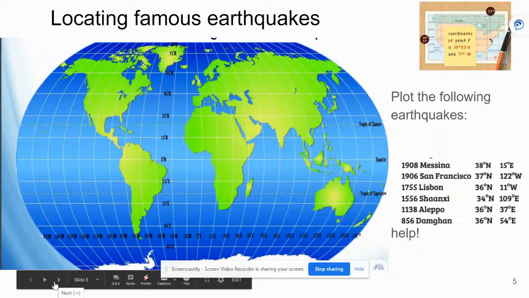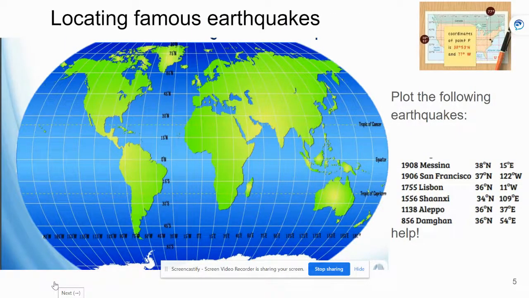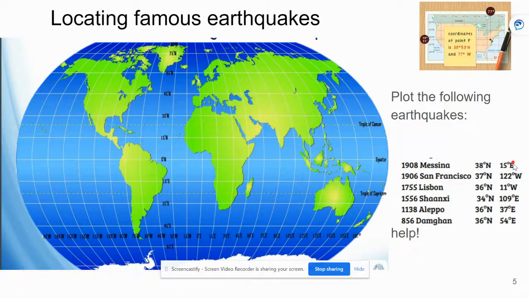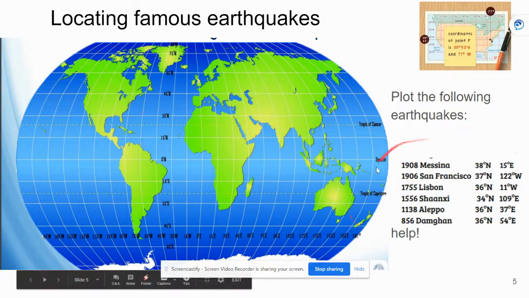Then we've got a little practice for you. We're going to practice plotting points. Here we've got some famous earthquakes that have occurred and the latitude and longitude. There's a video linked in here if you need a little refresher on how to plot these. Remember, the first number is the degrees north and south of the equator. Again, that is in latitude, degrees north and south of the equator. And then the second number are the degrees east and west of the prime meridian. So again, pause the video and do some plotting of earthquake points.